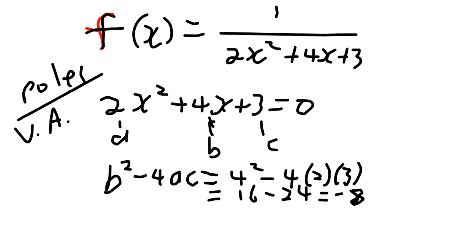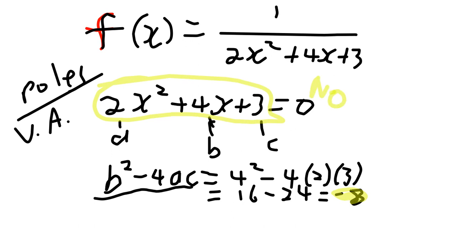Because b squared minus 4ac is negative, we know right away that this has no roots. We're not even going to bother trying to factor it. This has no real roots. And because this has no real roots, there are no poles, there's no vertical asymptote.